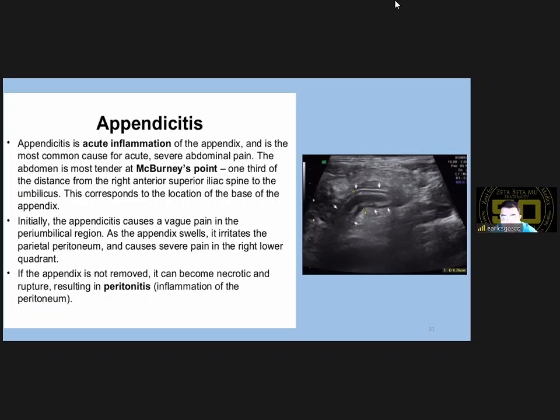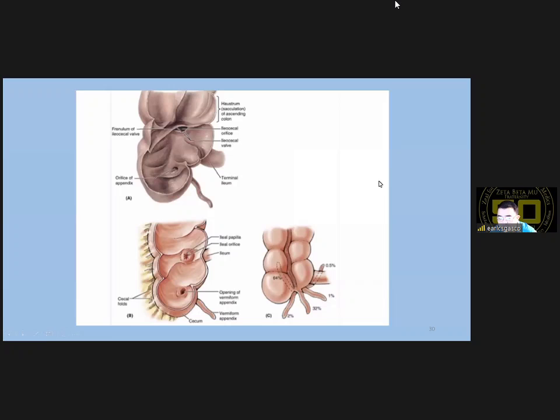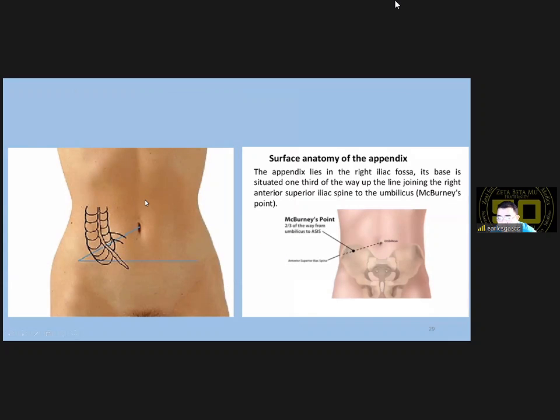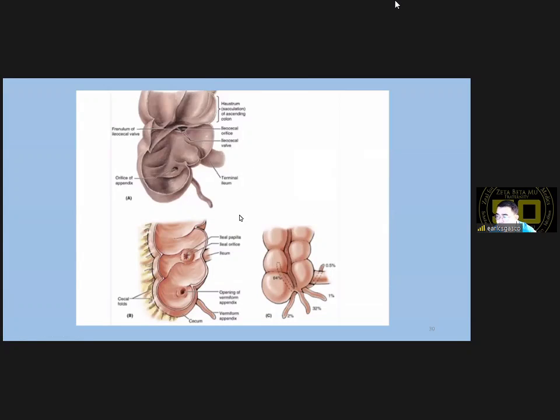If the appendix is not removed, it can become necrotic and rupture, resulting in peritonitis. When this happens, the contents of the enlarged appendix spill out into the peritoneum. So instead of a small incision in this area, once it ruptures, it becomes a bigger incision at the middle, because you have to clean the area to prevent sepsis. So it's important to diagnose it before it ruptures.